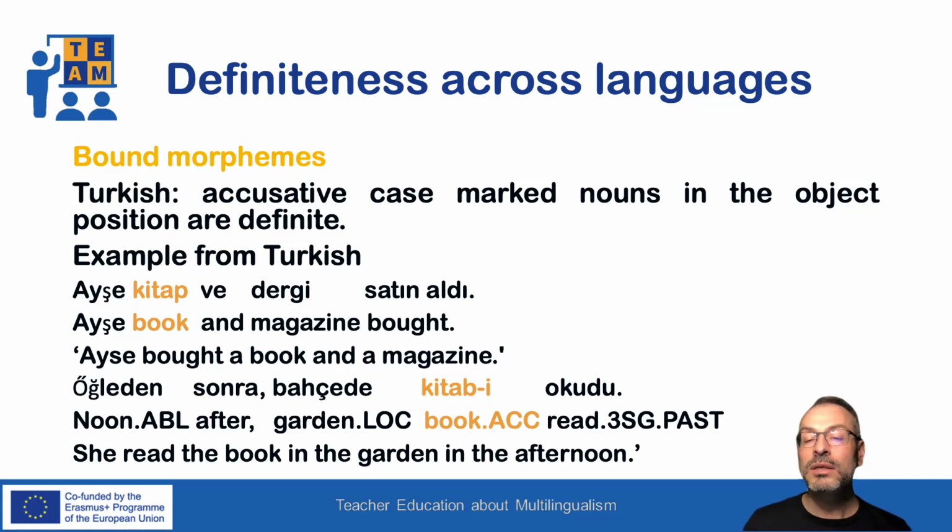In the next sentence, it is known information to the hearer, so accusative case is used, kitabi. So a bilingual person who is acquiring a language like Turkish and a language like English, Dutch, or Greek has to acquire how definiteness is encoded in the two languages.